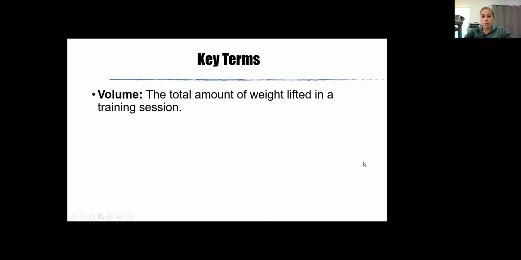Okay. So when we talk about volume, when we refer to it, and we'll talk about some definitions here, when we say volume, we look at this as the total amount of weight I've lifted in a session.